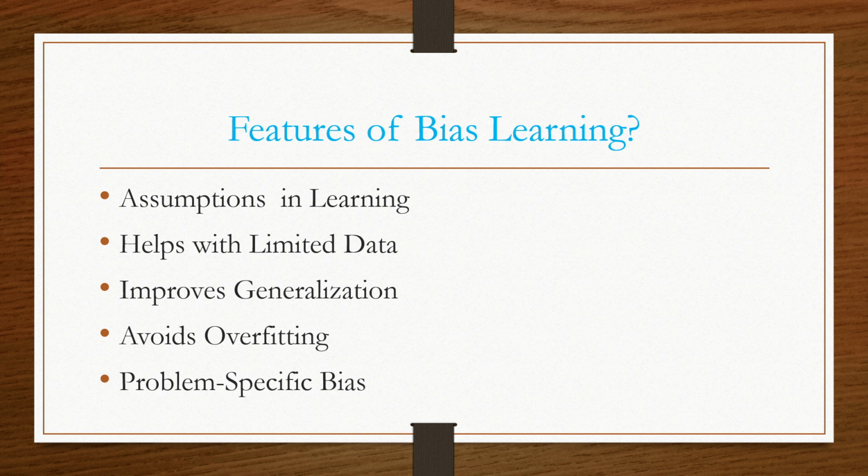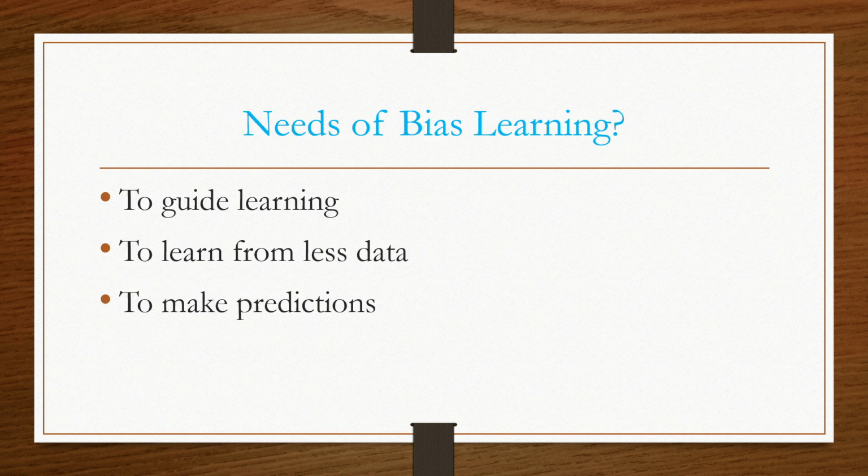And the last is problem specific bias. Different tasks require different biases. A single bias does not work everywhere. For text classification, the model may use word frequency. For image classification, the model may use color, shape, and edges. And the next point is needs of bias learning.